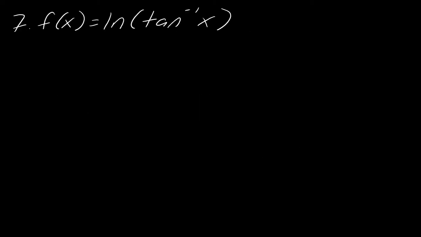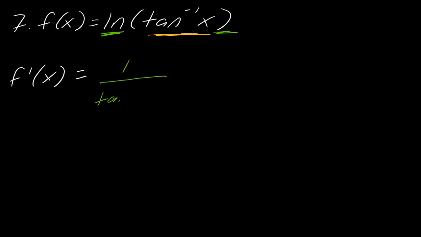Okay, so to take the derivative of this, we've got to use the chain rule. The outermost function is the natural log, and the innermost function is the inverse tangent of x. To take the derivative, I start with the derivative of the outermost function. The derivative of natural log would normally be 1 over x, but now what I'm going to write instead is 1 over the inside function. Then I multiply that by the derivative of the inside function, and that derivative is 1 over 1 plus x squared.